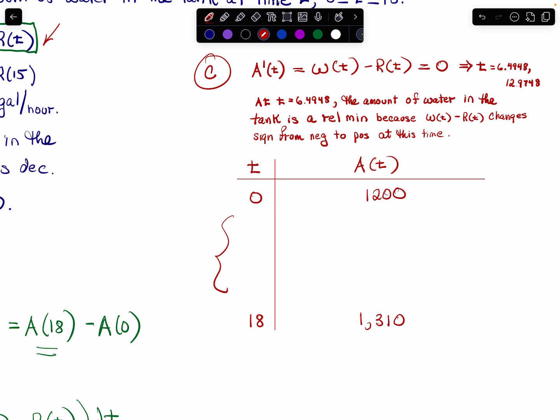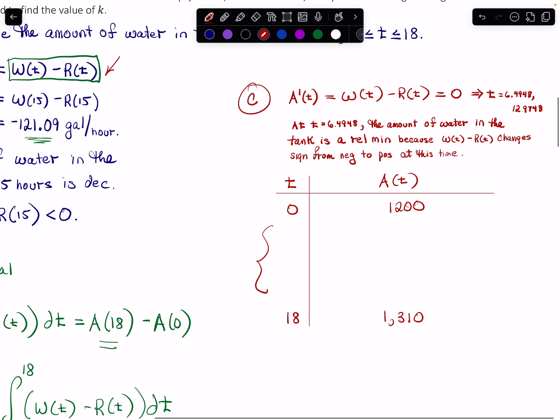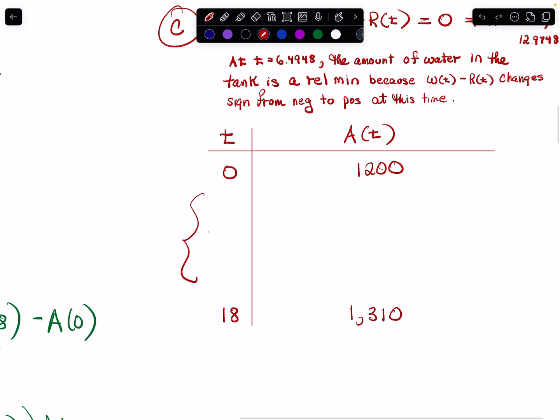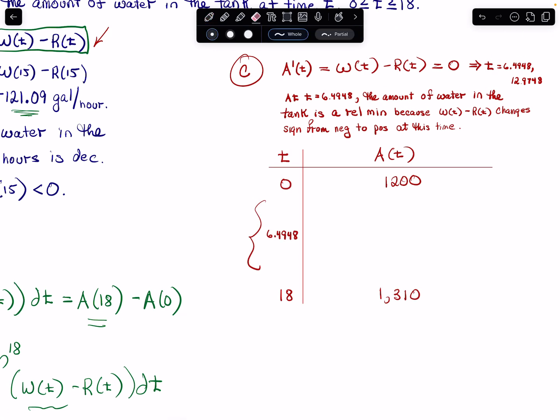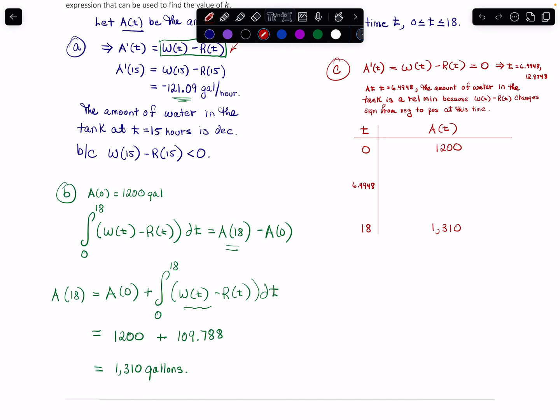Just notice how this rate in, rate out expression is so pervasive throughout the question. All right. So that means the only other candidate I have to worry about here is actually this one. I don't have to check the 12.97 because there's no way that it's going to be an absolute min. It's a relative max. Okay, and so I have to calculate what the amount is at this time. I have the other ones already.